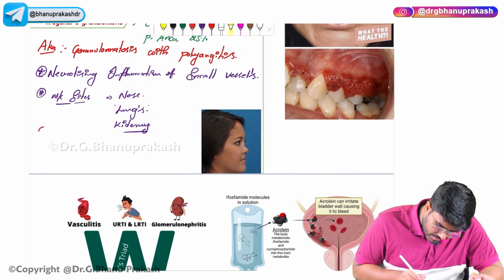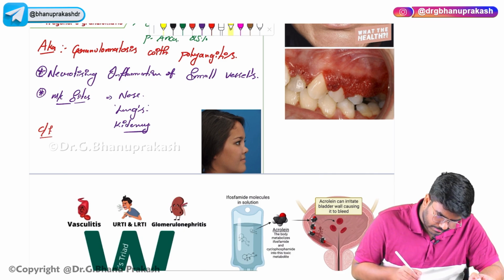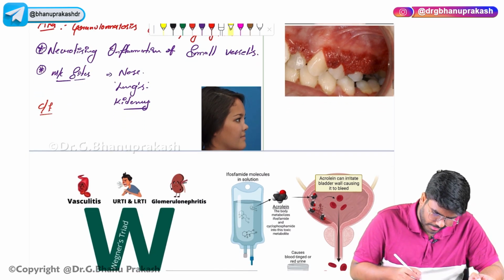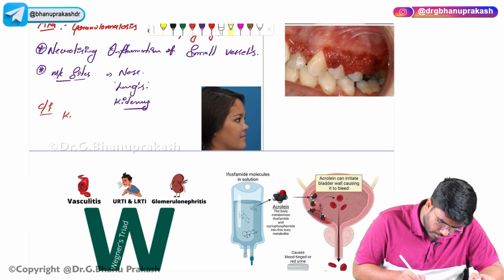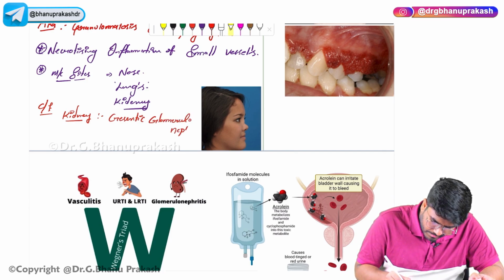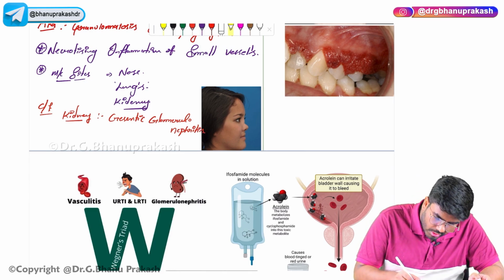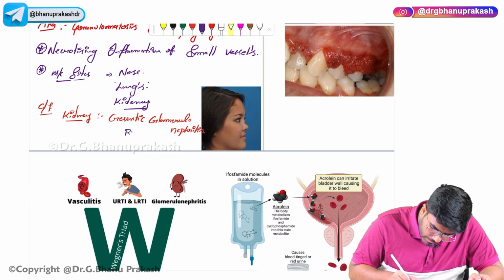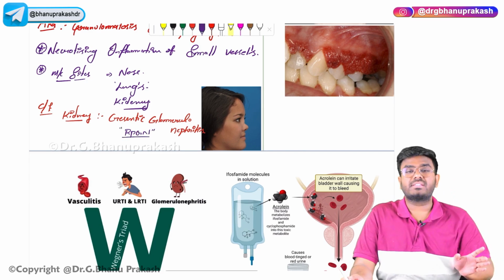The clinical features which are seen in this condition are, because of the involvement of the kidney, let me write kidney involvement. The kidney involvement is going to be crescentic glomerulonephritis. I hope you already know the crescentic glomerulonephritis is also called as rapidly progressive glomerulonephritis, RPGN. So crescentic glomerulonephritis is also called as RPGN.